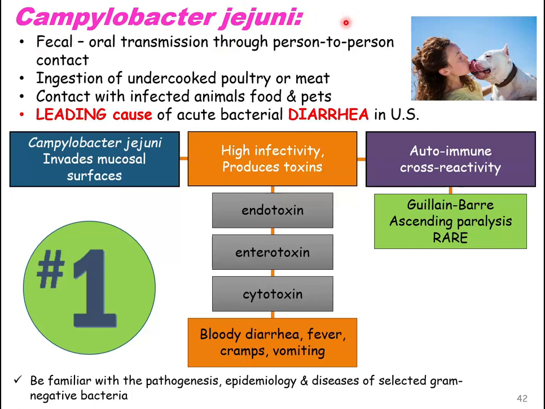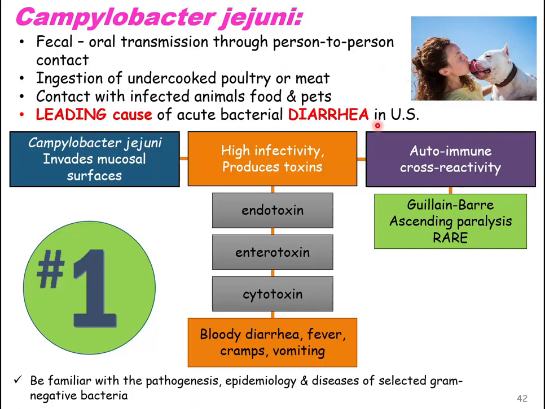Campylobacter jejuni. This is our number one cause of acute diarrhea in the United States. It has a low infectious dose, and so it can be transmitted person to person, but not that often. So it has an infectious dose of around 500. You can get it through ingestion of undercooked poultry or meat. It is in all kinds of food animals, so cows, pigs, chickens. Also, though, yes, our sweet pets. So from handling dogs, dog feces, cat feces as well.